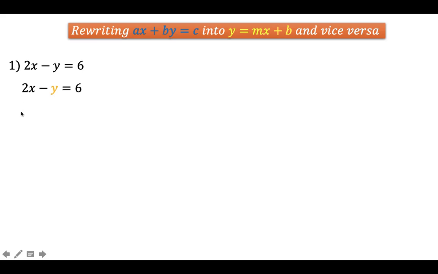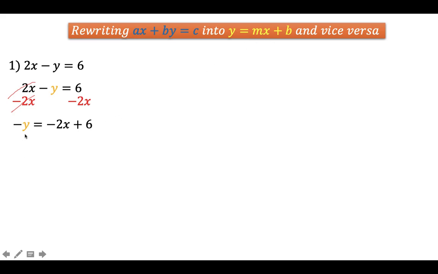So we are going to eliminate 2x, and that is by adding negative 2x to both sides, so that 2x will be eliminated and negative y will be left on this side. Then write down negative 2x first, then write down positive 6. So it must be the x first before the constant, or the y-intercept, like this form.